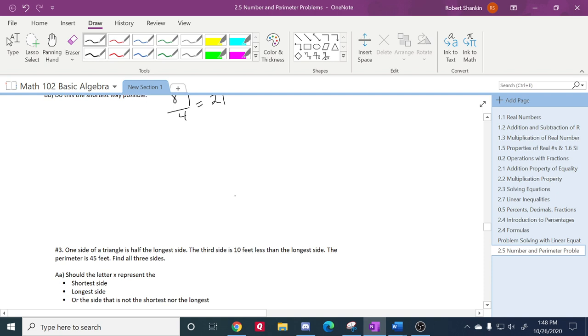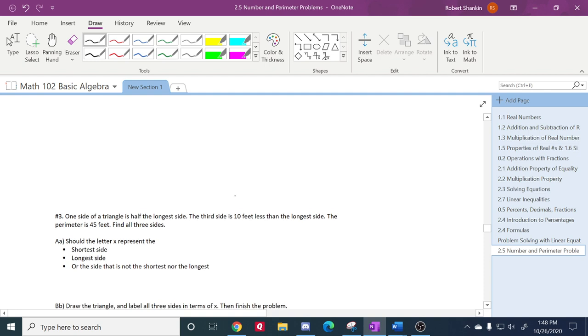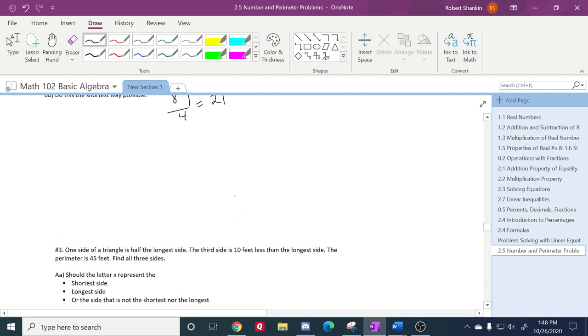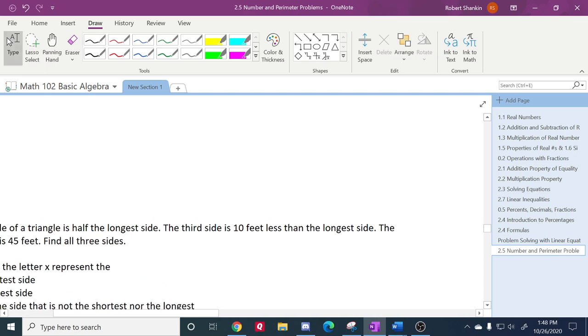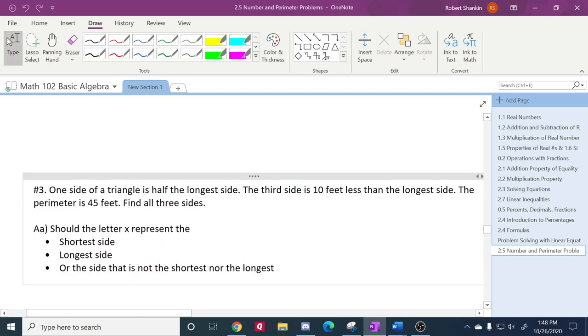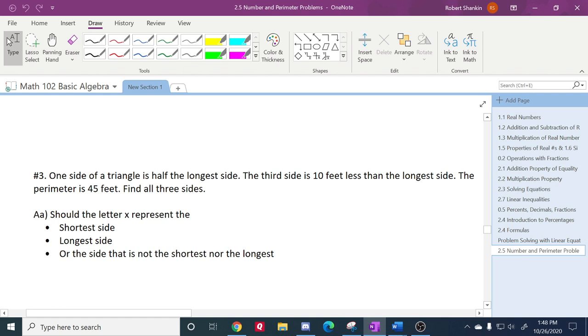All right. So, number 3. One side of a triangle is half the longest side. The third side is 10 feet less than the longest side. The perimeter is 45 feet. Find all 3 sides. All right. Now, when I first read this, I get a bit overwhelmed. Too much information, and I don't even know how to get started.